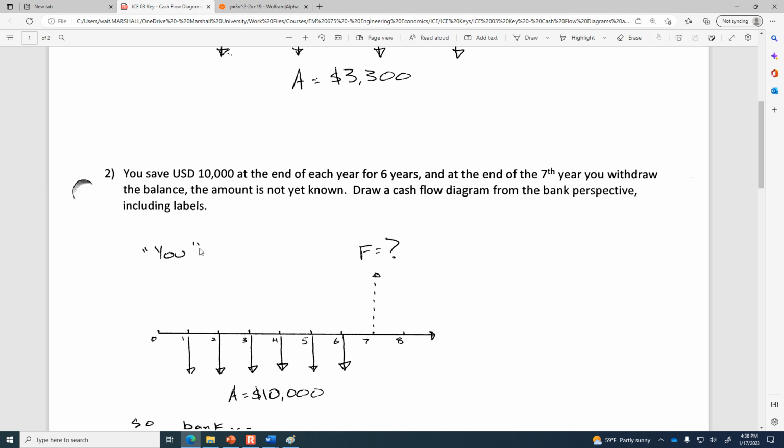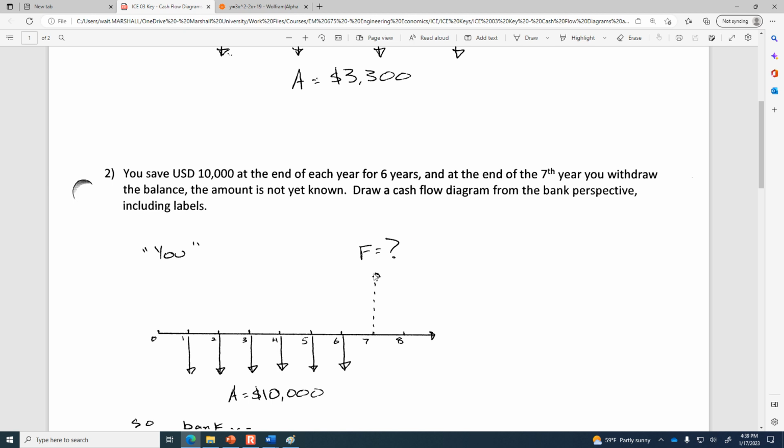There's 6 of them starting a year from today. No, let's see. It says at the end of each year. So here's the first year, and then at the end of the year is the 10,000 we put to the bank. At the end of the second year, 10,000 we put to the bank, and so on and so forth. And then at the end of the 7th year, you withdraw the balance. The dash, because we don't know the amount. The F, it's a future. Question mark reinforces that we don't know the amount.